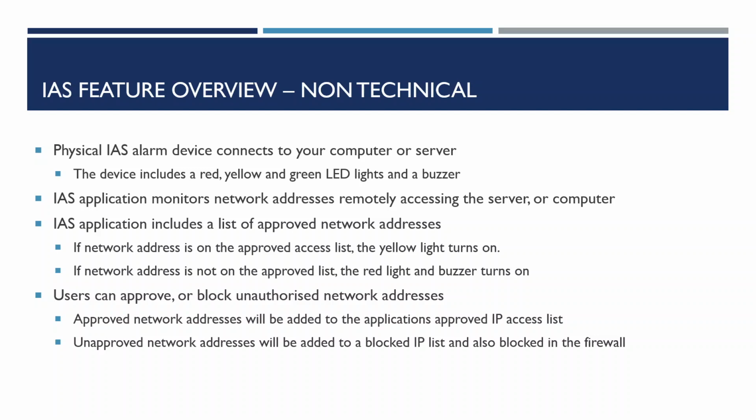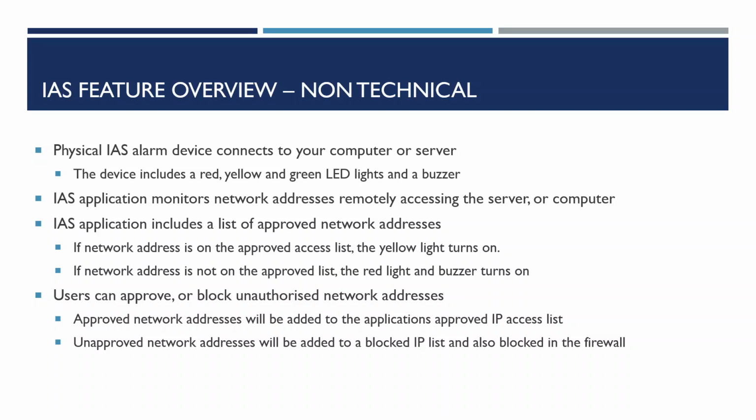So this is a quick rundown of how this works in a non-technical overview. When a friendly computer network address attempts to connect to your server or computer, the yellow light on the IAS device will light up. This is like the guard dog saying, "I recognize this address, it's a friend." Now, if an unknown network address, one that is not on the approved list, does try to connect, the red light and the buzzer will go off. This is like the guard dog saying, "Hold up, I don't recognize this address, this address has a strange odor to it, I'm going to bark and alert my owner."